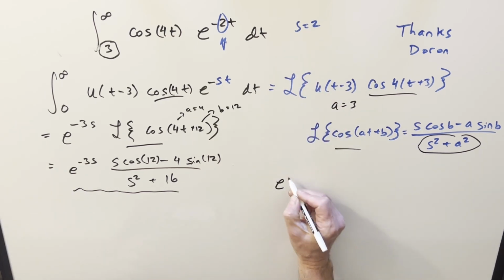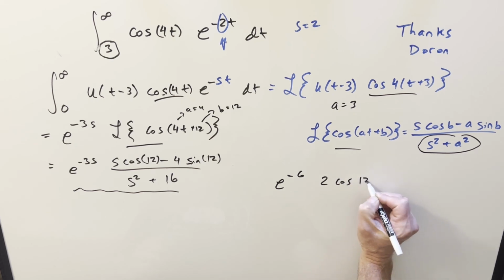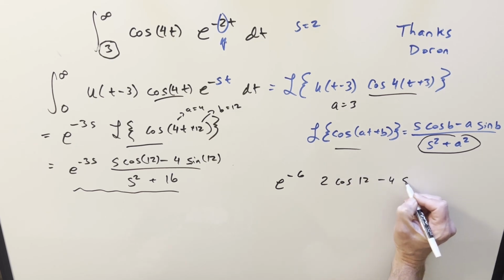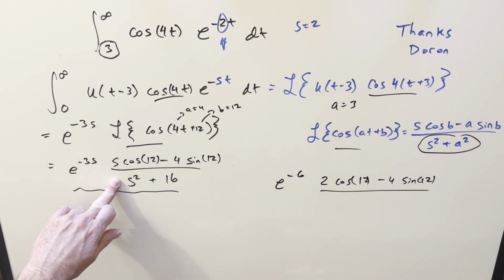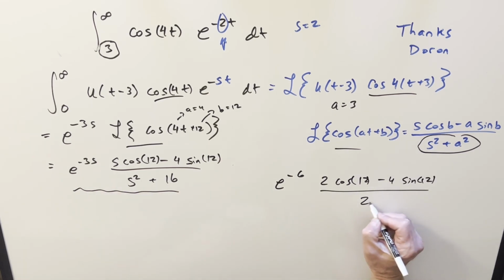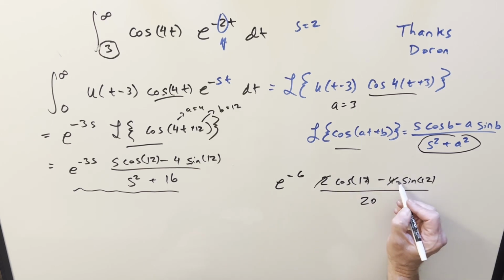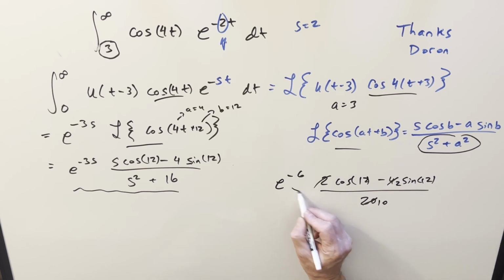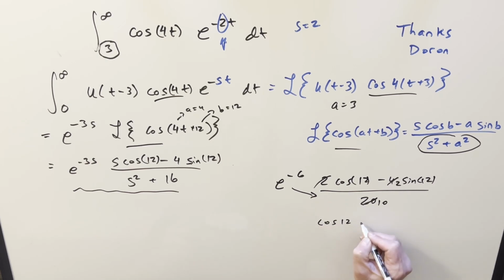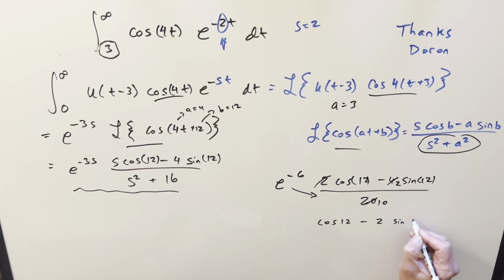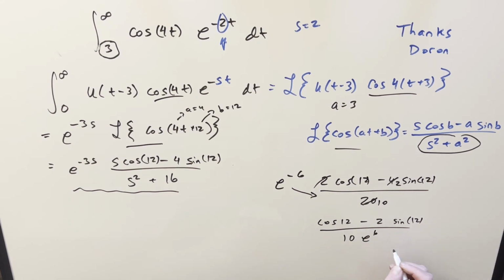So we're going to end up with e to the minus 6. Plug it in here, 2 cosine 12 minus 4 sine of 12. Plug 2 in here, we get 4 plus 16. This becomes 20. Just a little simplification. If I factor a 2 out of everything, then I can make this a 10 and bring this into the denominator. So for my final solution, we just get cosine 12 minus 2 sine 12. Putting this stuff together, over 10 e to the 6, and that's it.